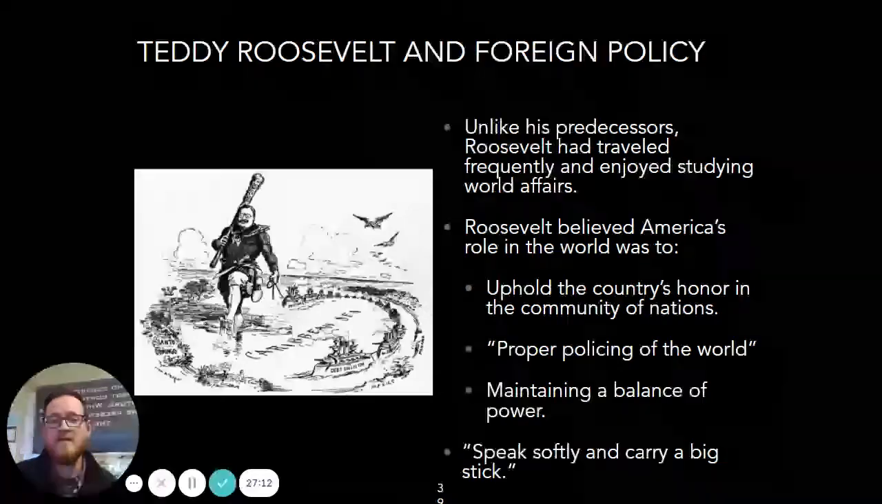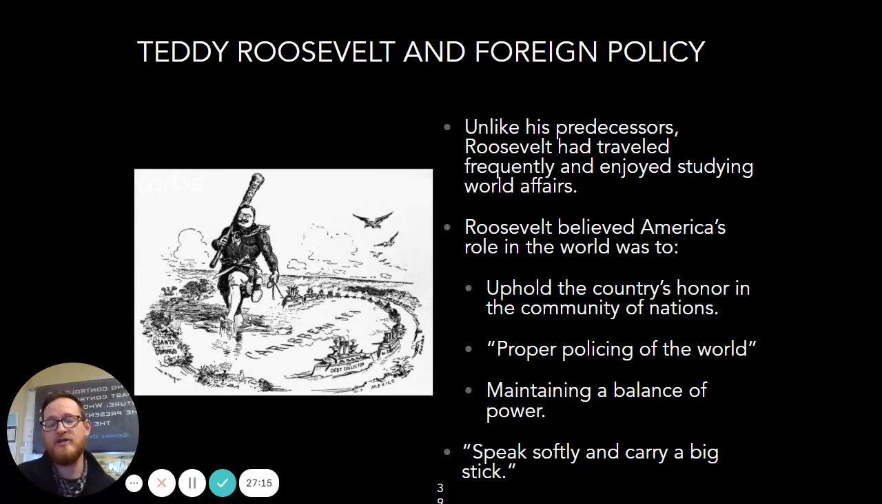All right, shifting now to big stick diplomacy and Teddy Roosevelt. Unlike his predecessors, you're going to see Roosevelt had traveled very, very extensively and enjoyed studying world affairs. As far as his views, he believed America's role in the world was to uphold the country's honor in the community of nations. He believed in proper policing of the world. Basically, the United States should police the rest of the world if something is happening, such as what was happening in Cuba. He said that's a proper role of the United States, to get involved there because of what was happening to the Cuban people.